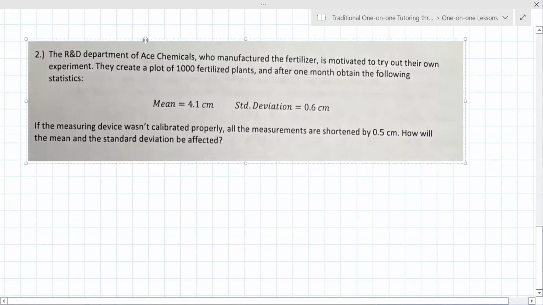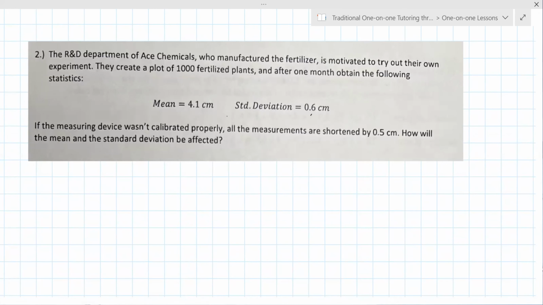All right. The R&D department of ACE Chemicals, who manufacture the fertilizer, is motivated to try out their own experiment. They create a plot of 1,000 fertilized plants and after 1 month obtain the following statistics. The mean is you add them up and divide by the number of numbers. The standard deviation is a little bit more sophisticated calculation, and so on.